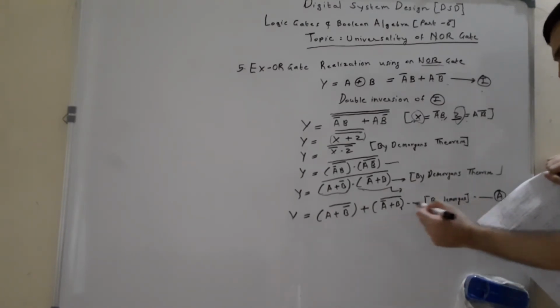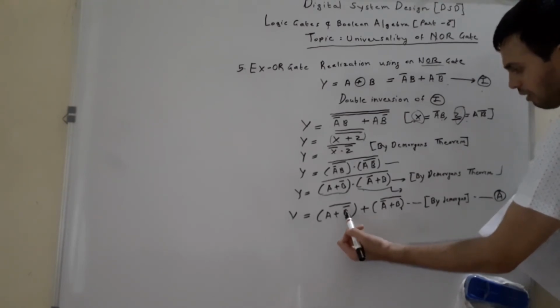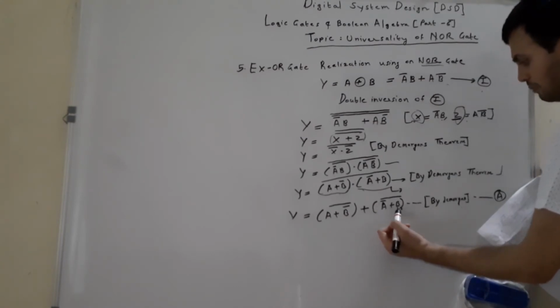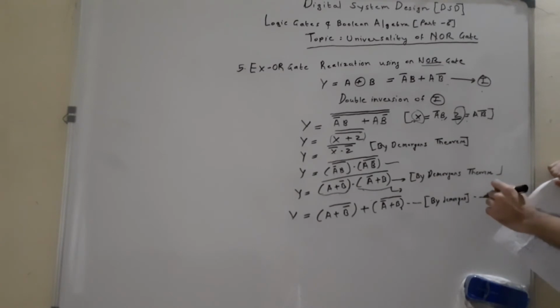So by De Morgan's, the same thing can also be rewritten as A plus B bar the whole complement, plus A bar plus B the whole complement, the whole complement. So this is by De Morgan's. This we denote as our equation number A.